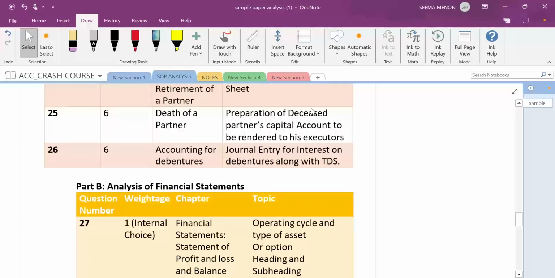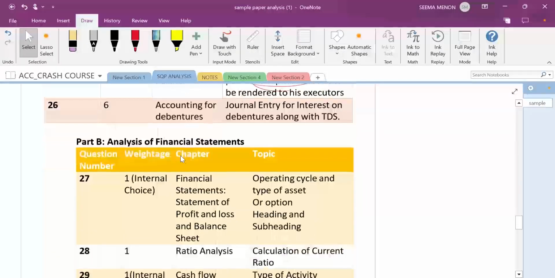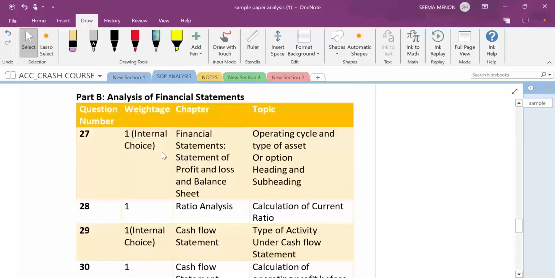Here you have to prepare the deceased partner's capital account. That is comparatively easy and very easy to score. You have to prepare only an account with a maximum of 6 items, so for almost all the items you can get 1 mark. Accounting for debentures, that is the journal entries for debentures, issue of debentures with the TDS and with the terms of redemption. Question 27 says Part B will be starting.